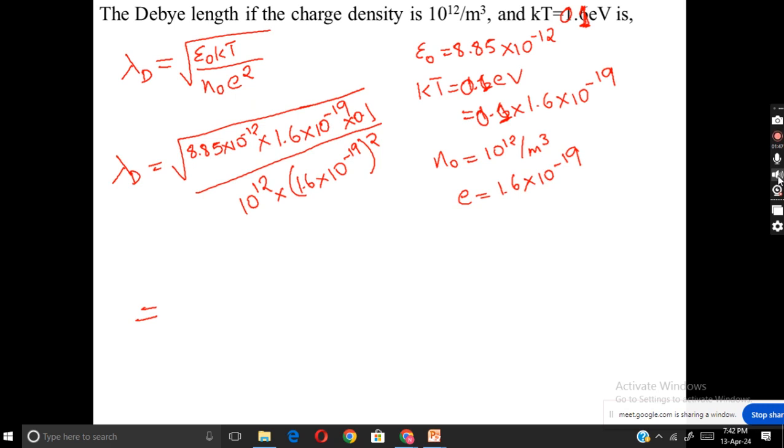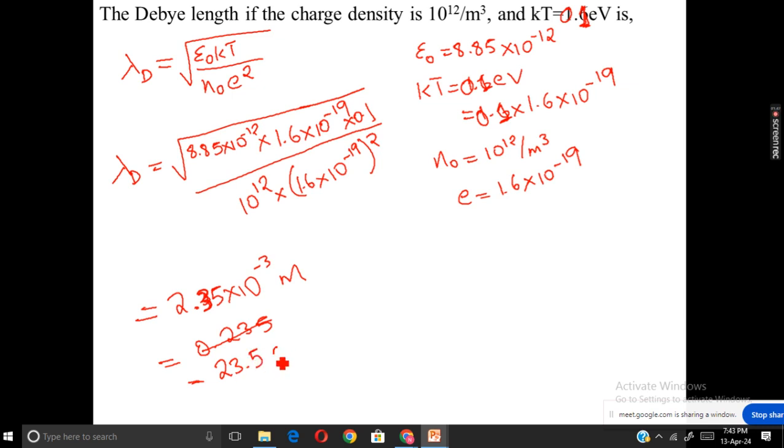Okay. The answer will be 2.35 into 10 raised to minus 3 meter, or 0.235 centimeter. So this will be the answer. Please try to work it out.